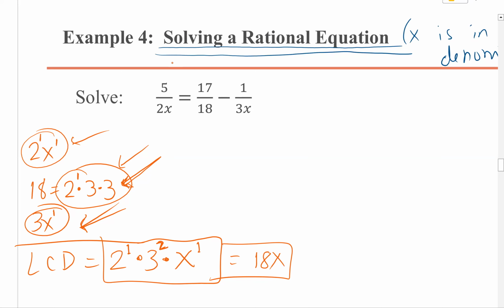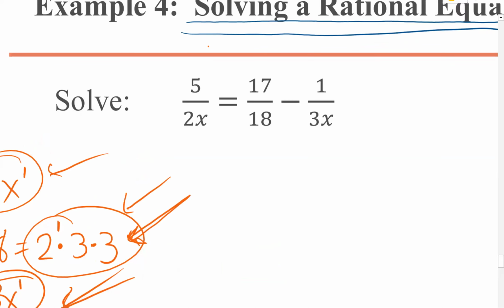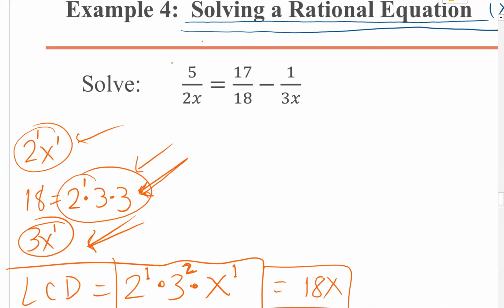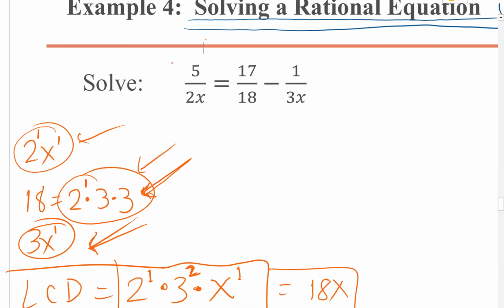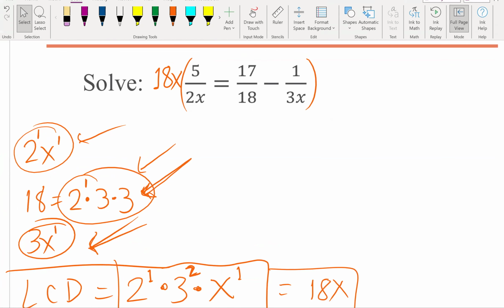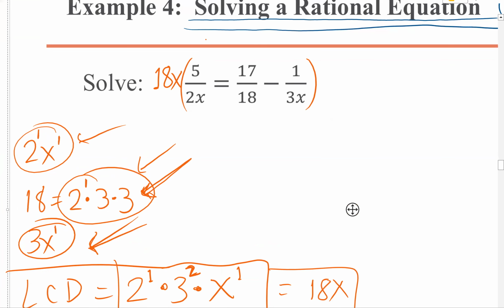Let's see, now I'm going to take that, kind of like we did in the previous problem, and multiply everybody by it, 18x. The last time it was just a whole number of 28. Now I have to involve an x. So it seems a little scarier, but I would go about it the exact same way. That's the LCD of all 3 denominators.